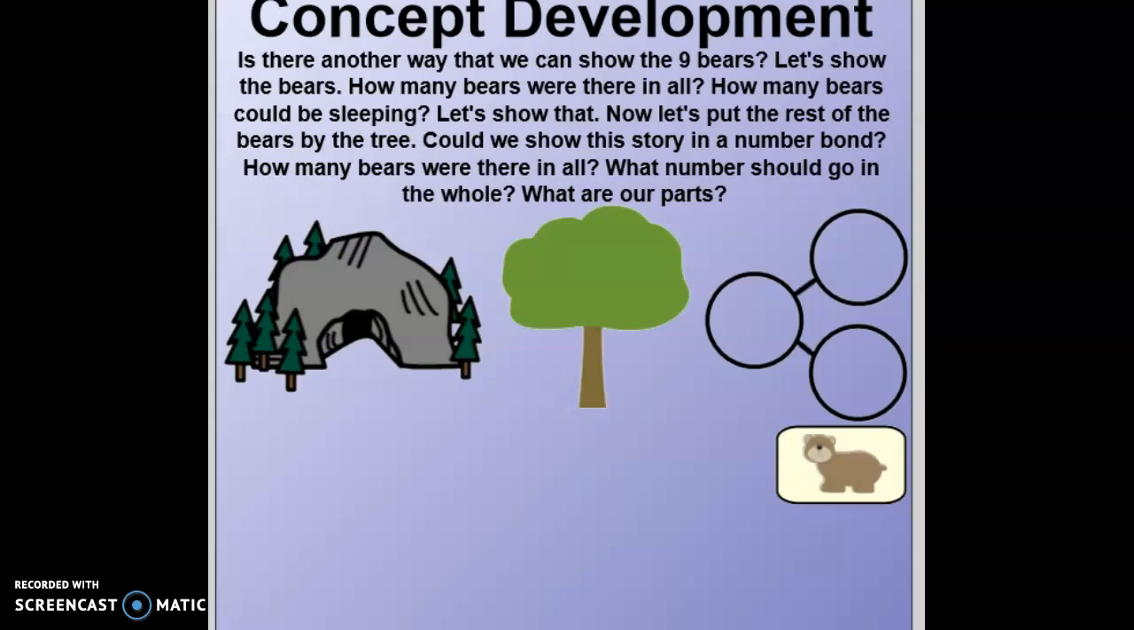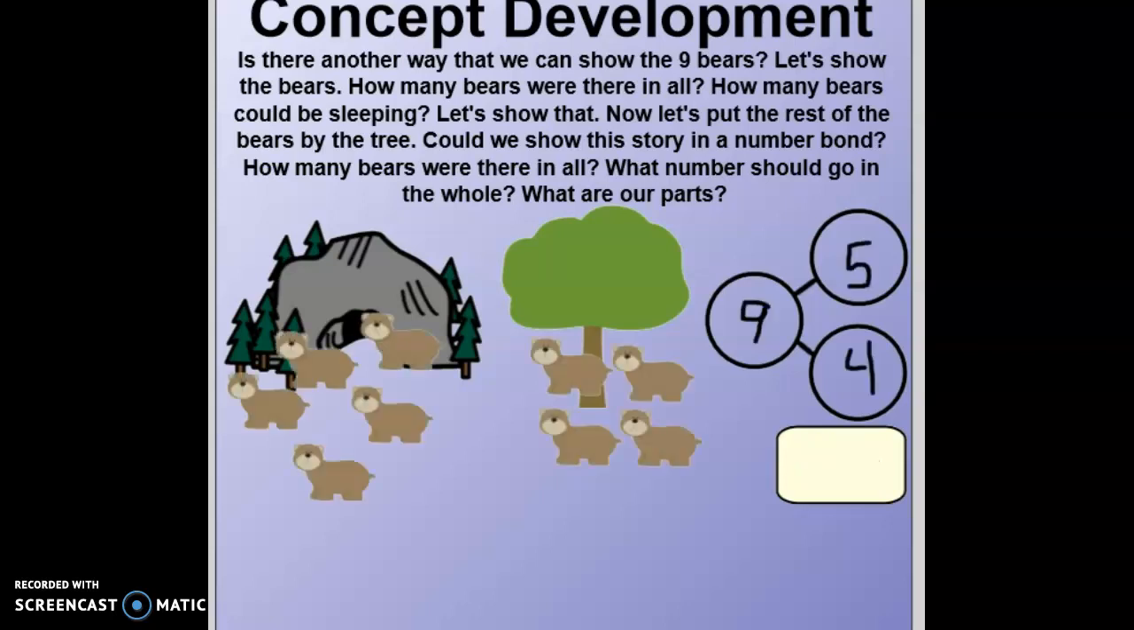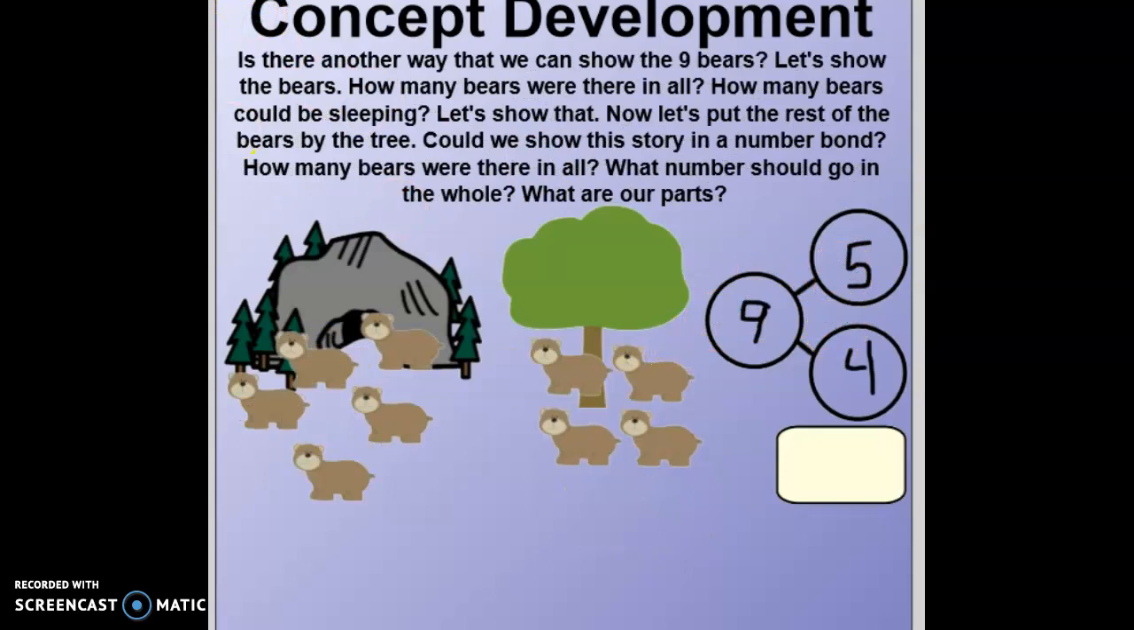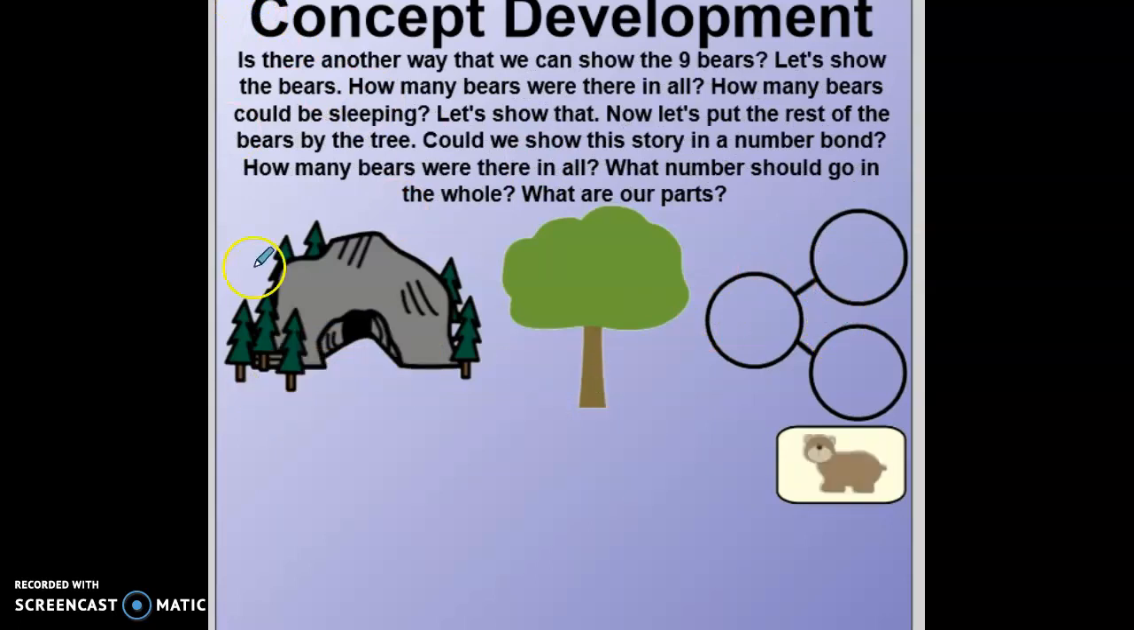Oh boy. Let's see if there's another way we can show the number 9. That's what they're asking. So we have 9 is 3 and 6. We have 9 is 5 and 4. Let's see if there's a different way. Let's say only 2 bears went to the cave. That's not 3, 4, or 6.